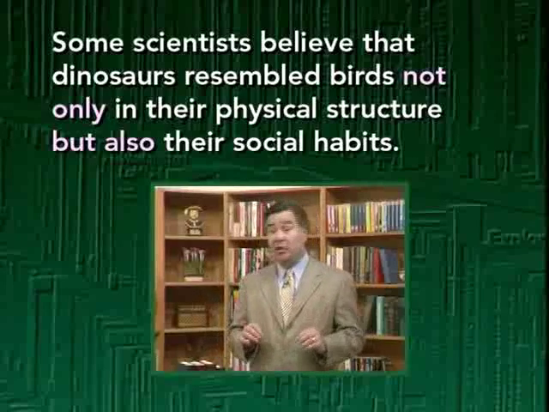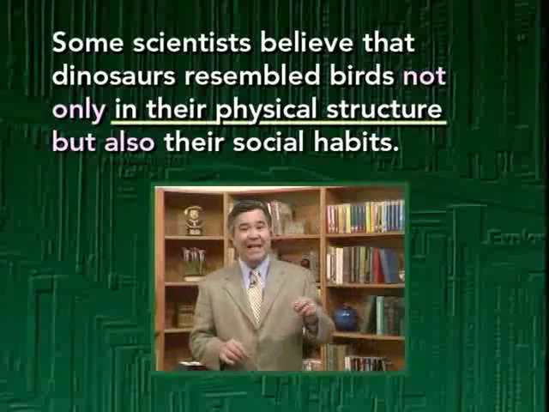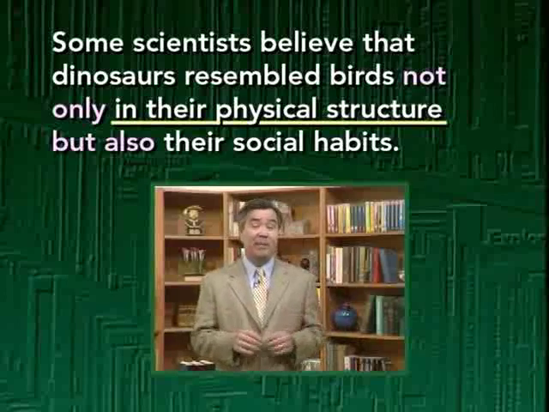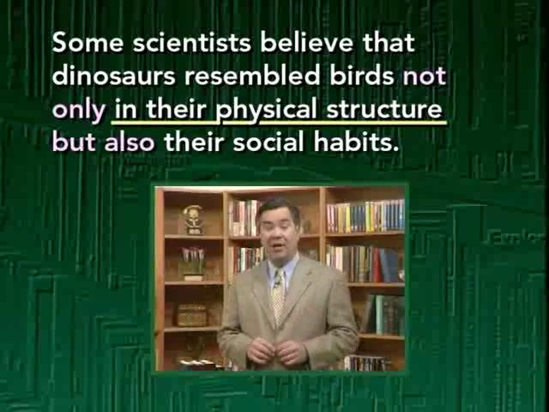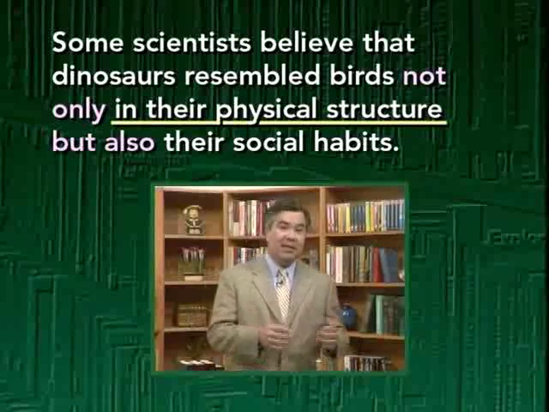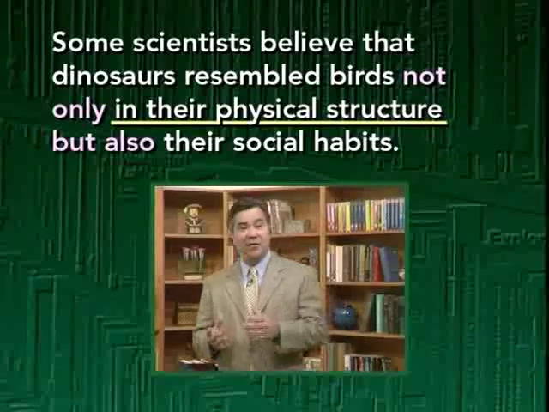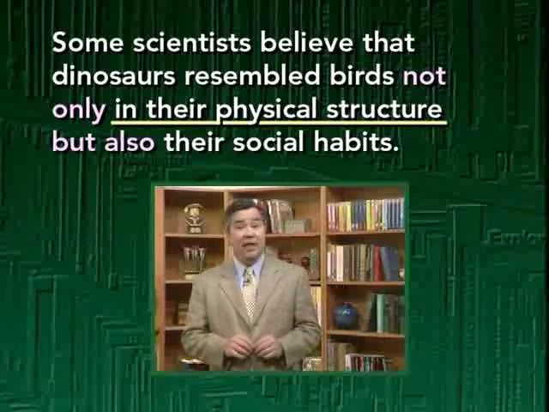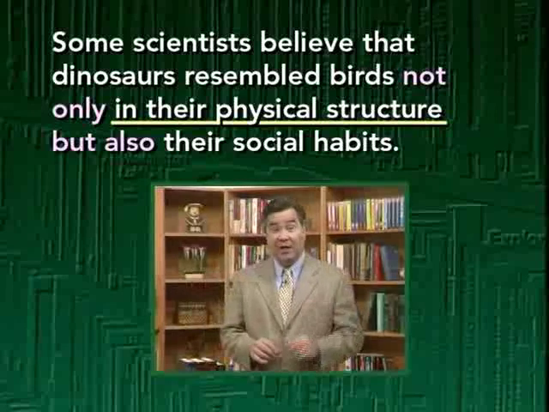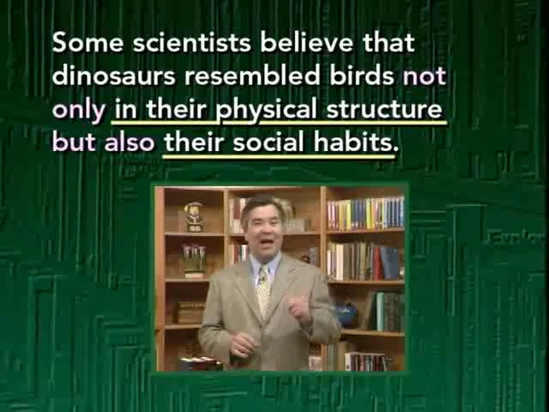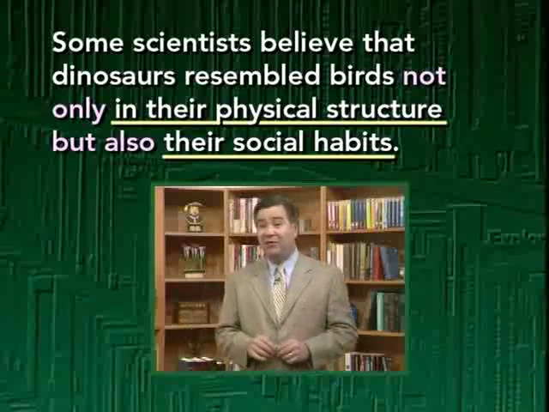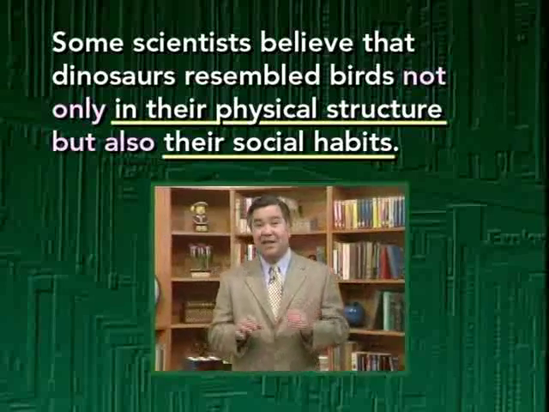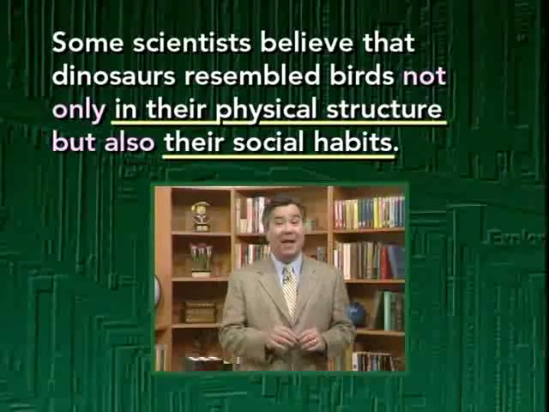First we have "not only." What follows that are the words "in their physical structure." Now this is a prepositional phrase, beginning with the preposition "in," ending with the noun "structure," and containing the possessive pronoun "their" and the adjective "physical" in between. Okay, then we have the conjunction "but also," and what follows that is "their social habits." What do you notice that's different? Well, what's missing here is the preposition "in." Because this is not a prepositional phrase, parallelism hasn't been followed.